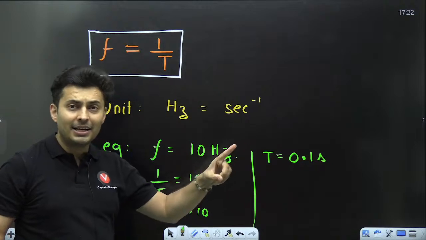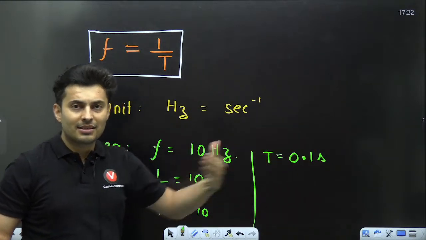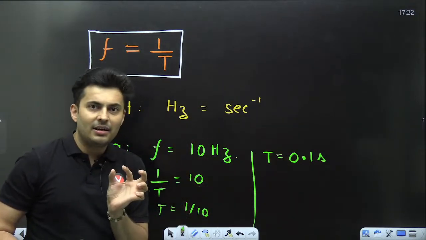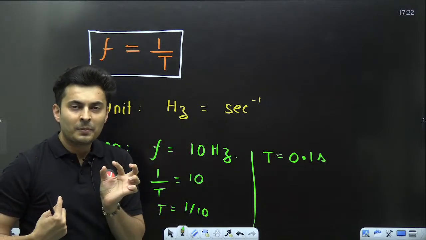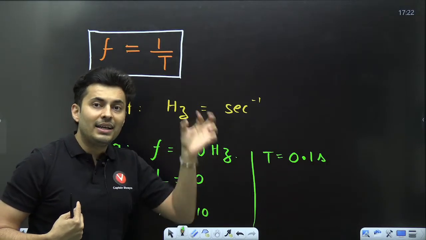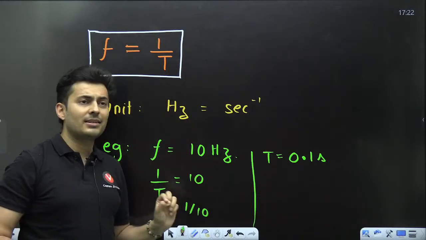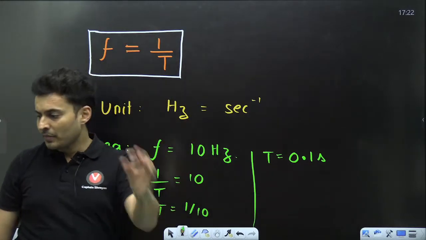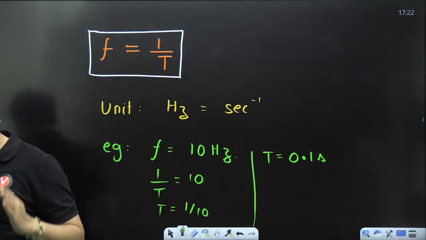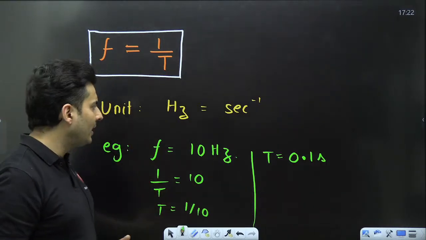So in 1 second, you will do 10 such things. If you take 0.1 second to complete one event, you will do that event 10 number of times in 1 second. That's why the frequency in this example was 10 hertz. Is that clear, my dear warriors?